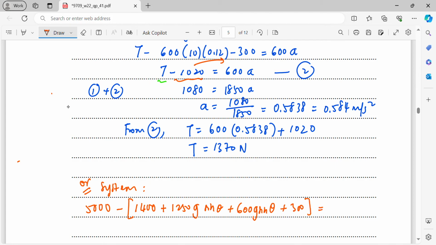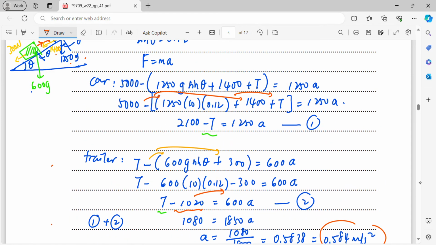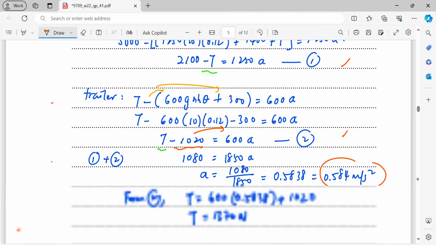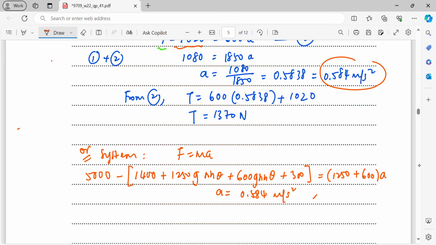Then now, again, F equals MA. The M will be the mass of the trailer and also the car, so it will be 1250 plus 600, then A. Then from here you will be getting the A as this value. This is the alternative method. Once you have found this, then to get the T, you have to consider either the car or the trailer. So you have two options to get the acceleration here.